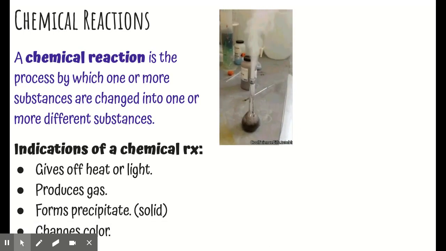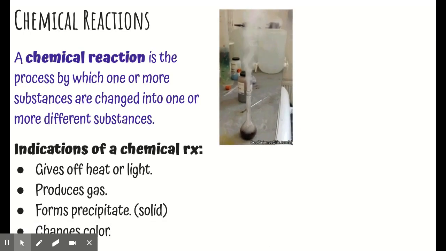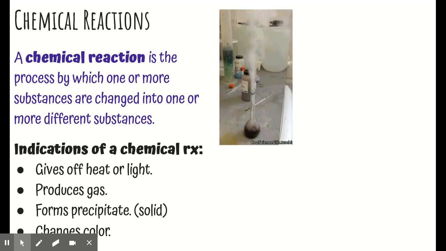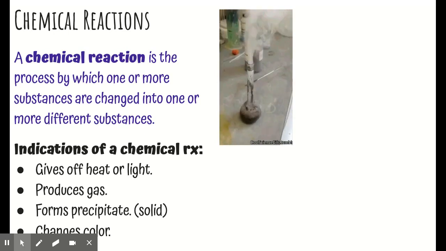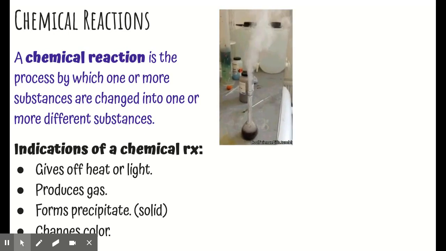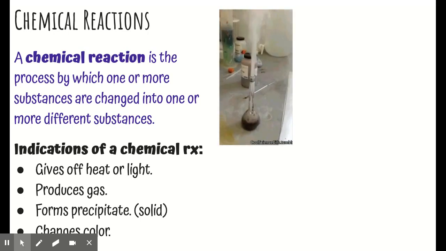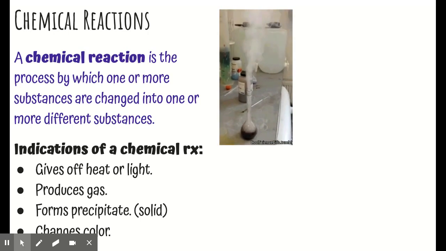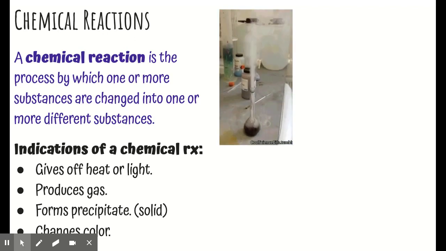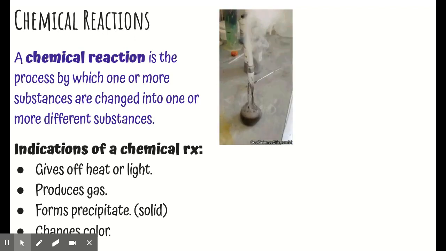So the first one here is going to be giving off heat or light. So this one's obviously giving off heat. That's steam that you see coming out of there. So this one was a solid and a liquid that were mixed together, and it produced quite a bit of heat, and they were previously room temperature.